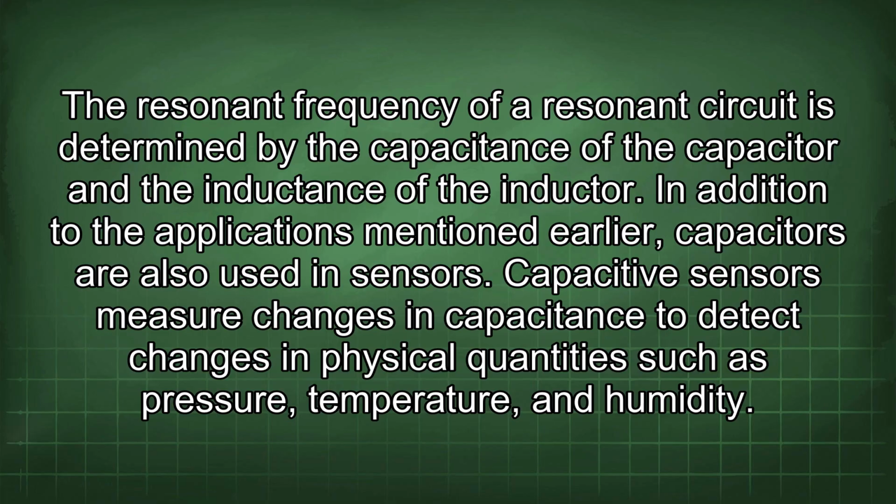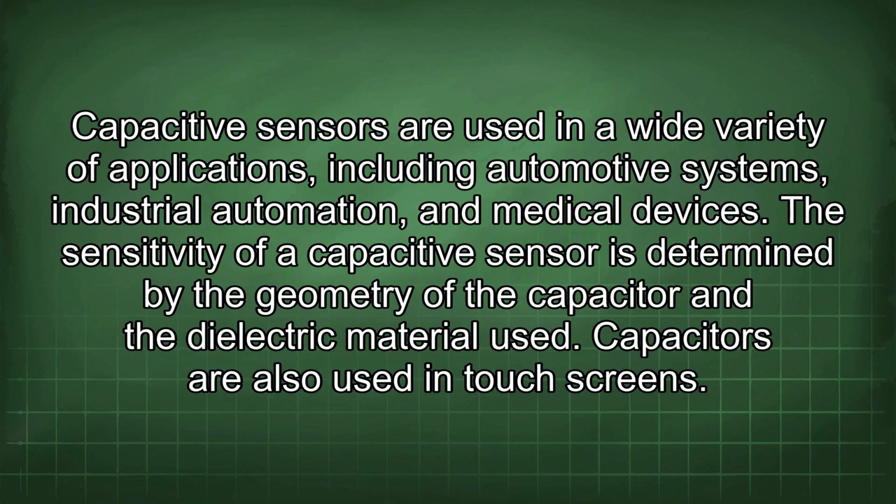The resonant frequency of a resonance circuit is determined by the capacitance of the capacitor and the inductance of the inductor. In addition to the applications mentioned earlier, capacitors are also used in sensors. Capacitive sensors measure changes in capacitance to detect changes in physical quantities such as pressure, temperature, and humidity. Capacitive sensors are used in a wide variety of applications, including automotive systems, industrial automation, and medical devices. The sensitivity of a capacitive sensor is determined by the geometry of the capacitor and the dielectric material used.